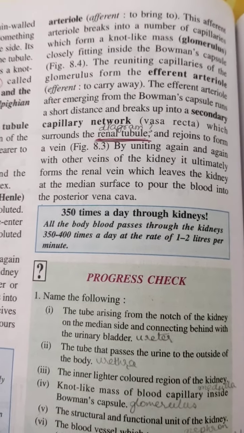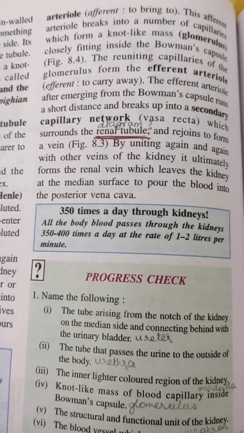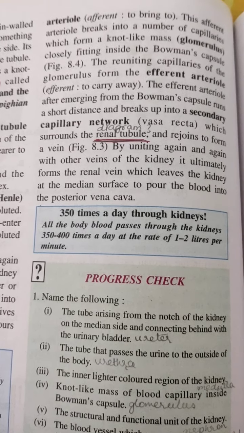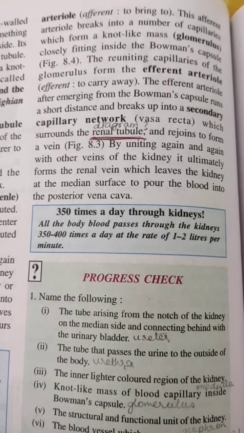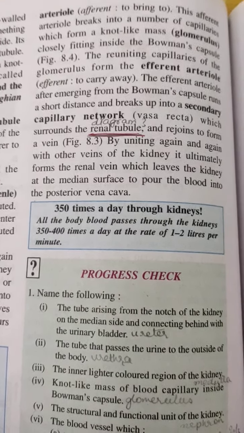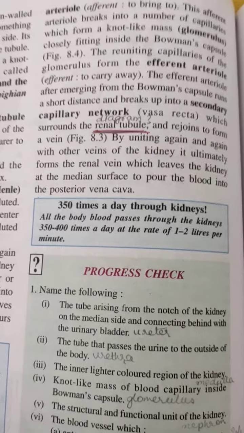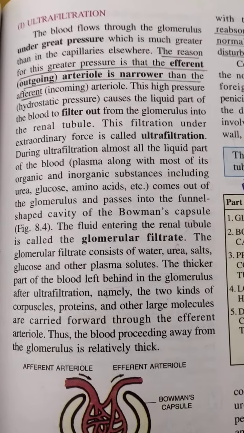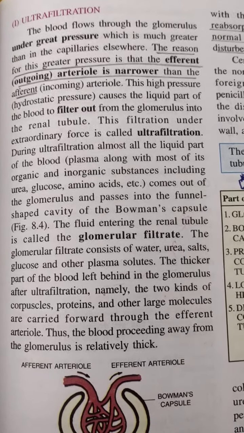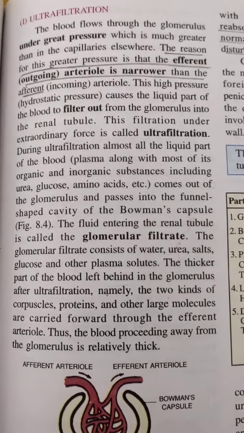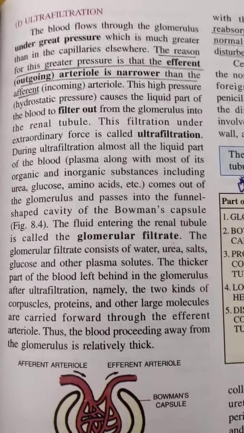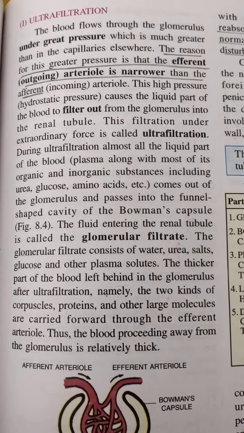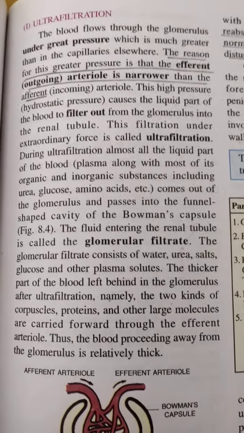Clear? You must keep in mind that renal artery is forming the afferent arteriole and the efferent arteriole, after forming the vasa recta, reuniting to form the renal vein. Now, the process of urine formation involves 3 steps: ultrafiltration, reabsorption of certain important materials, and secretion.